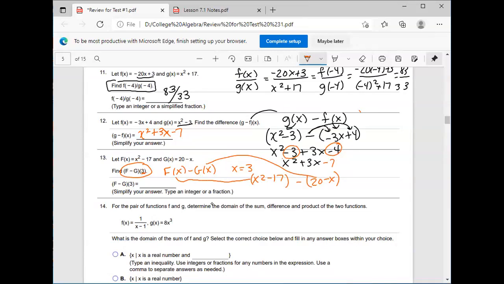Or I can go ahead and distribute this and say, okay, that's x squared minus 17. This minus goes with both of these, so minus 20 plus x. So these two could go together. That's going to get me x squared plus x minus 37. And then I would plug in a 3. Like I said, we could look at our graphing calculator and get the answer that way too. But the right answer is -25. Questions about that?